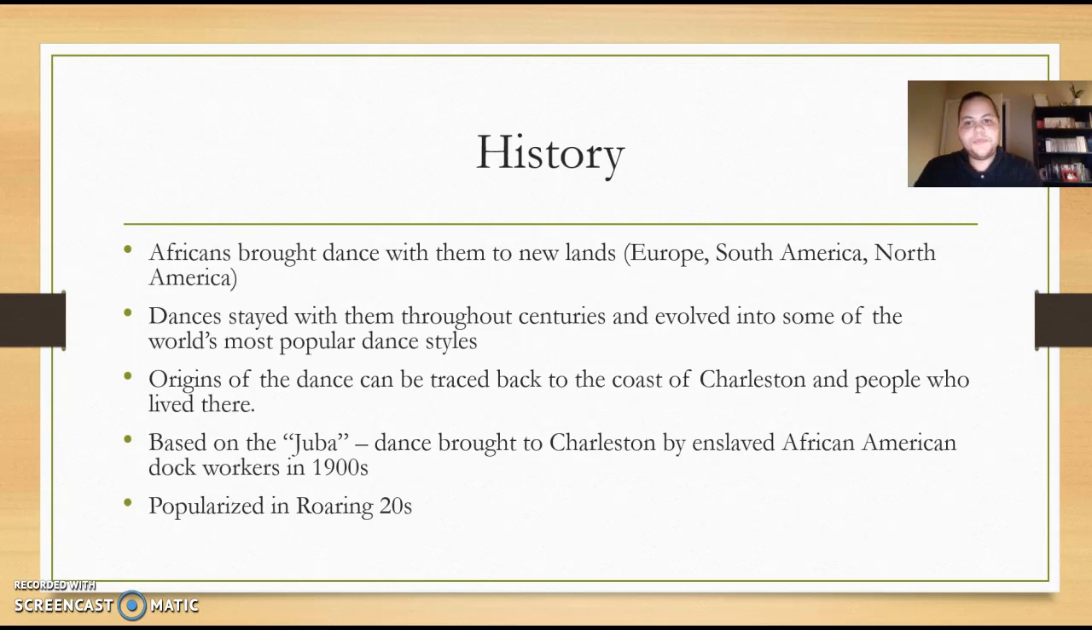So the history of this dance is Africans brought dance with them to the new lands, most known from Africa, but they brought it to North America, South America, Europe, and other areas. Dance stayed with them throughout centuries and evolved into some of the world's most popular dance styles. Origins of the dance can be traced back to the coast of Charleston and the people who lived there, based on the Juba dance brought to Charleston by enslaved African American dock workers in the early 1900s, and it was popularized in the Roaring Twenties.